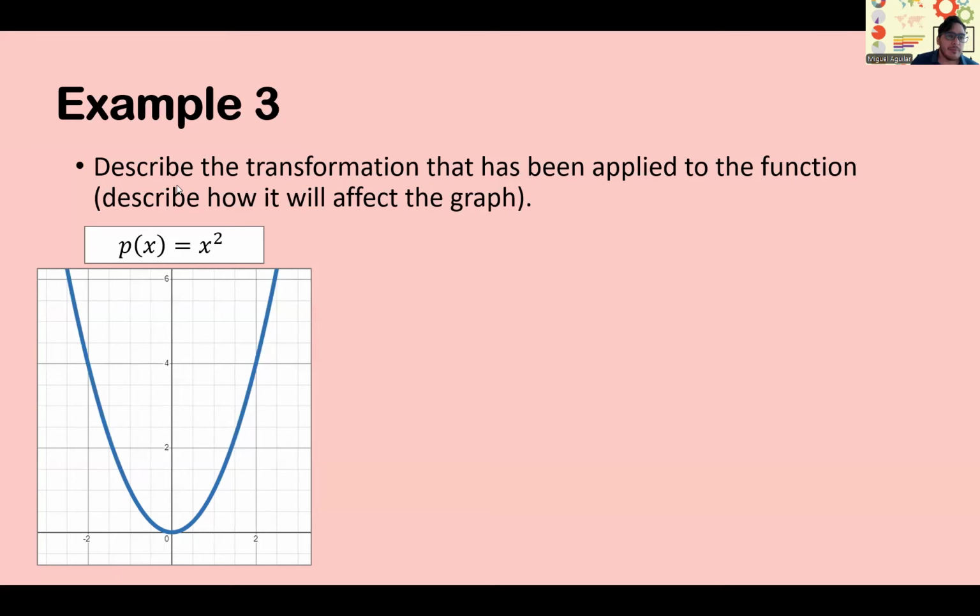All right. This example says describe the transformation that's been applied to the function. So we have that same parent function. And if I gave you g of x is equal to 1/4 times x squared, how is that 1/4 multiplying into the parent function? How's that going to change the graph? What do we expect to see here?